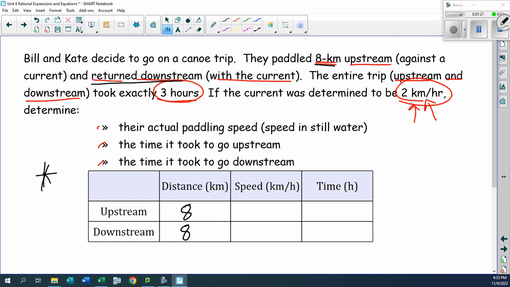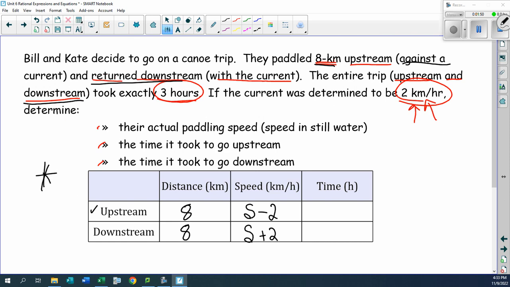But did they tell you the speed they were paddling at? No. So the speed that you're paddling at was just S, but you're going upstream, right? So upstream sits right here against the current. You're going against, so that current is working against you, so that's why it's a -2. And if you're going downstream now, that current is working for you. So your speed, whatever your speed was, you have to add the current to it. There's +2.